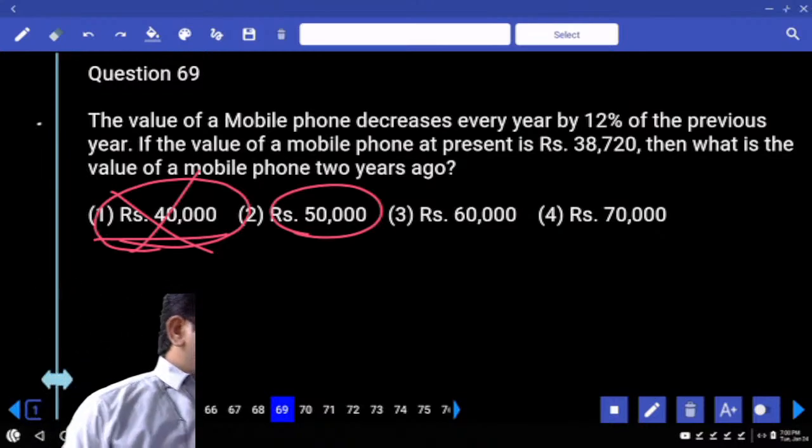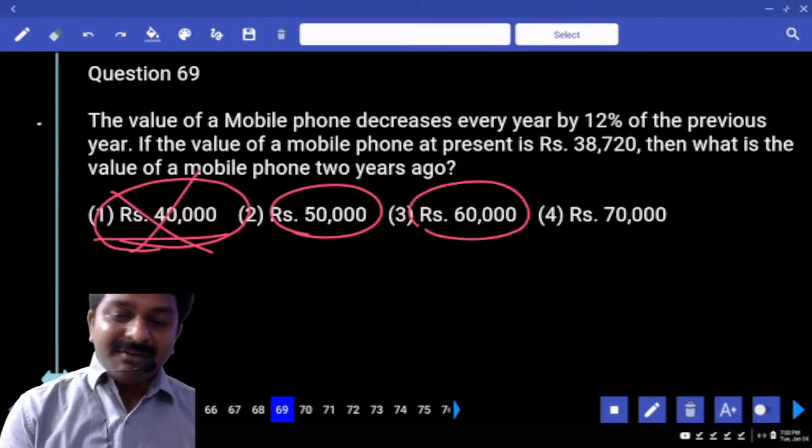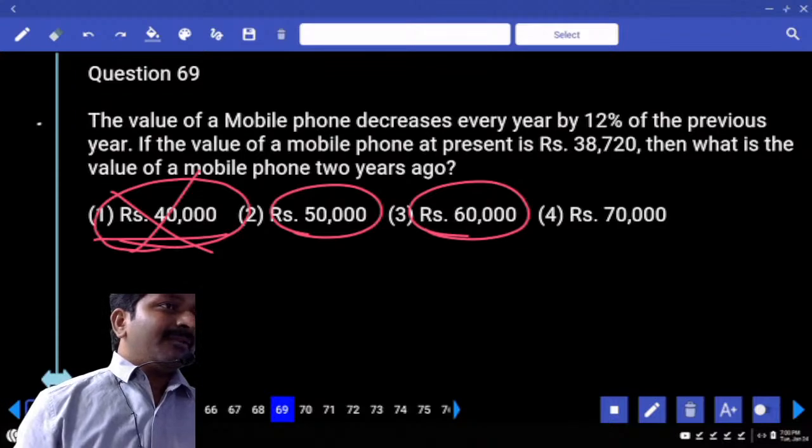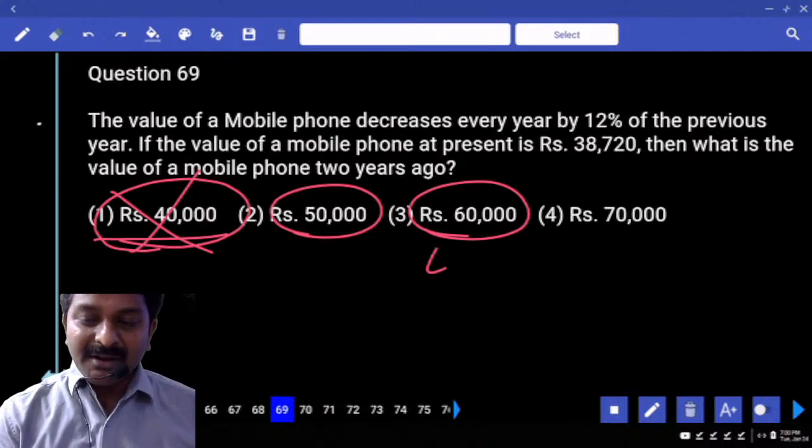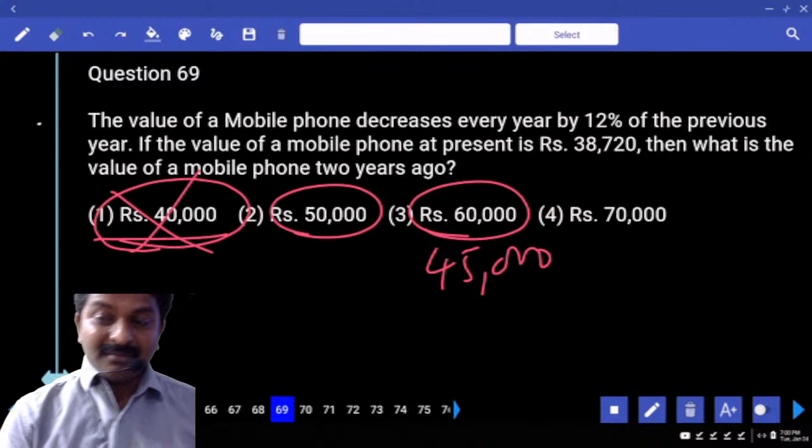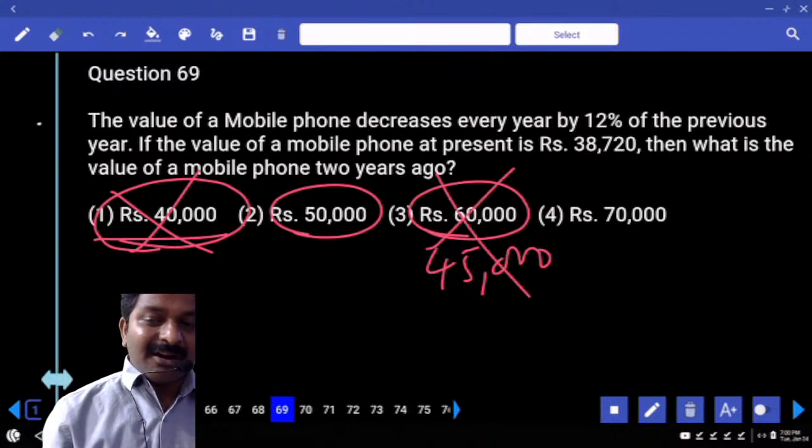50,000. If you are not confident, calculate 25% of this number, which is 15,000. If you subtract it, it becomes 45,000. But our number is 38. This cannot be the one.